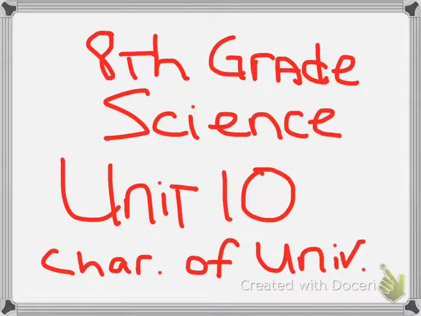8th grade science, unit 10, characteristics of the universe. Number 1, which of the following best describes the position of the sun relative to the other objects in space? A, farther from Earth than any other star. B, near the edge of the Milky Way galaxy. C, halfway between Mercury and Pluto. D, at the outer limit of the solar system.